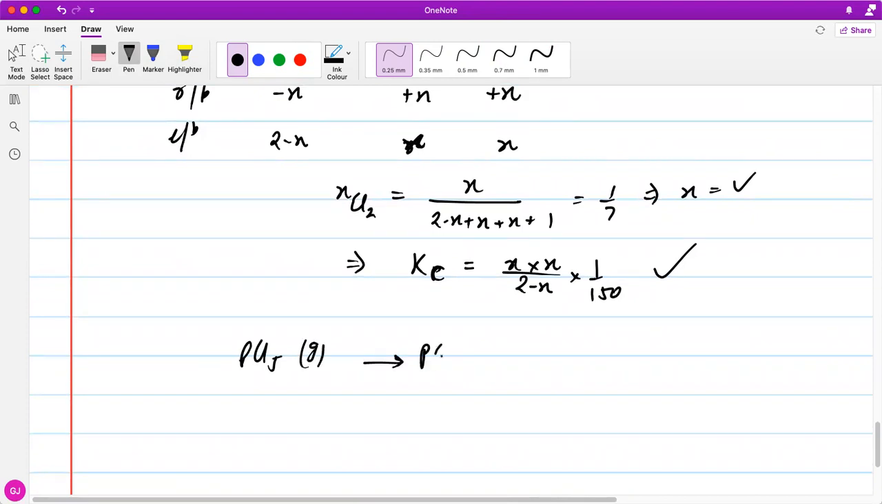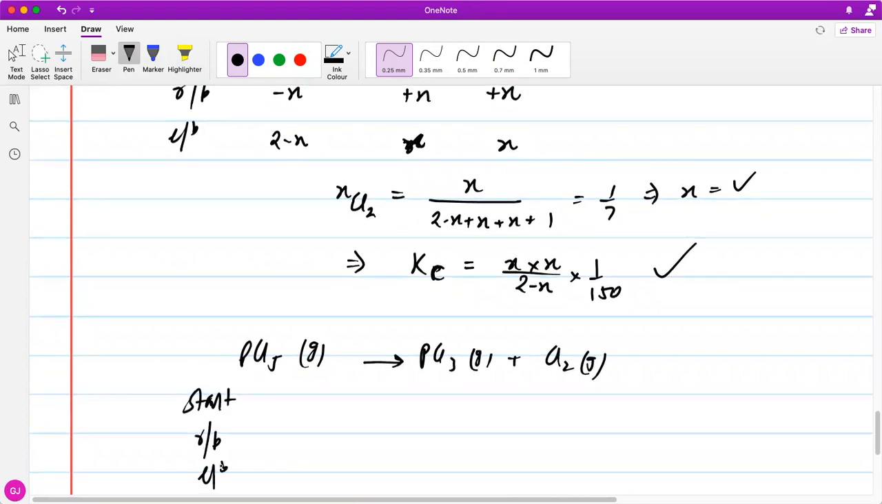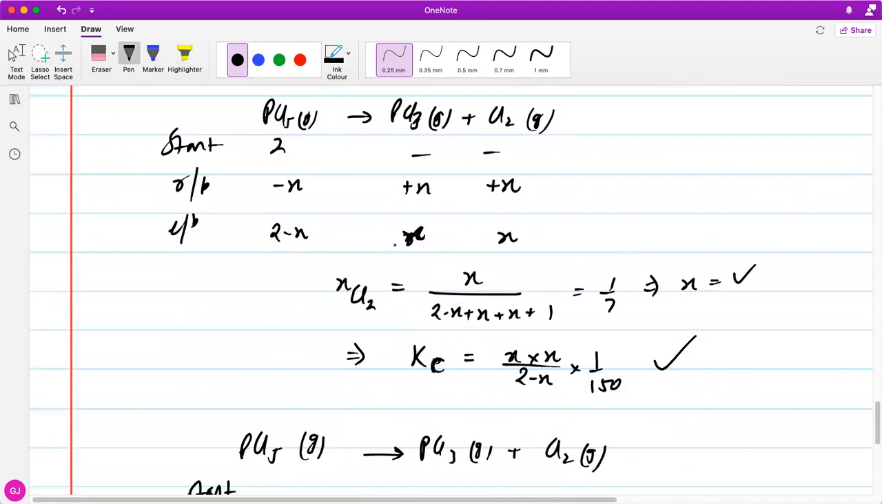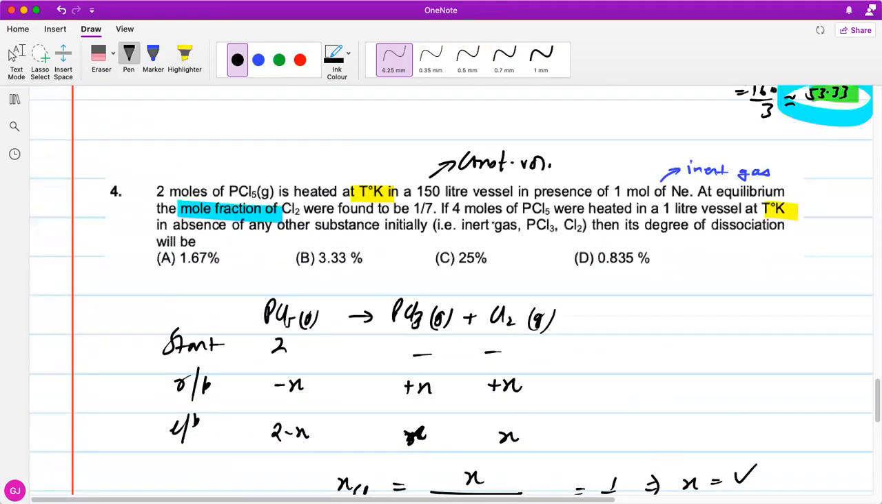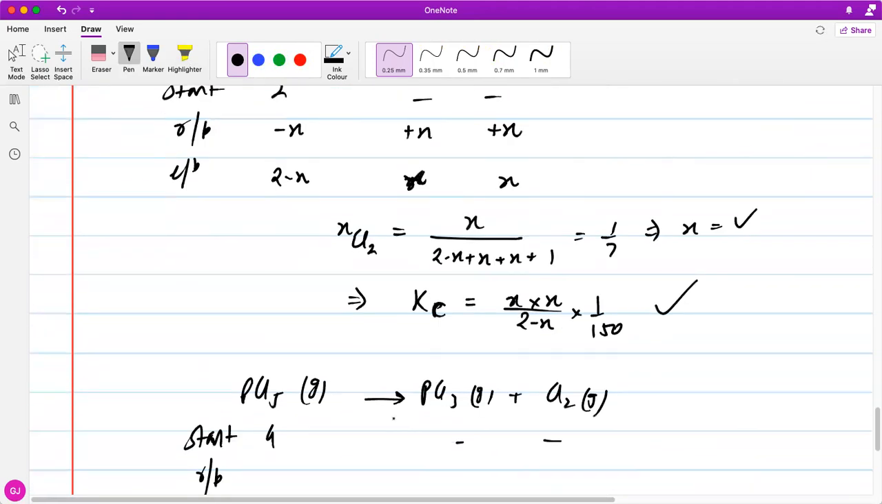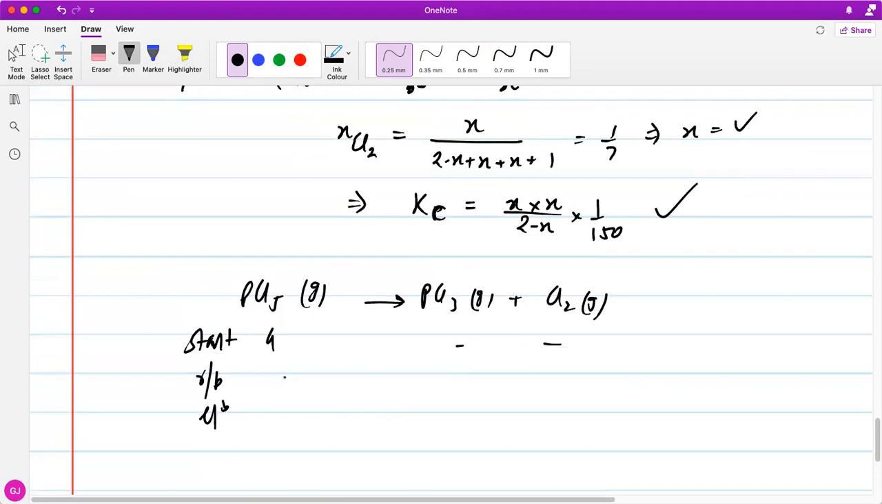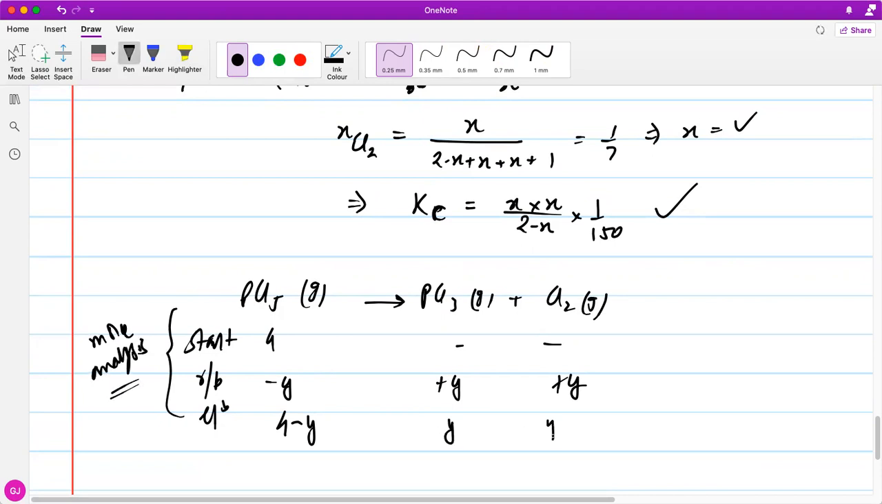that PCl5 gas giving PCl3 gas plus Cl2 gas, right? Start, reacted, produced, and equilibrium. So here 4 moles of PCl5 to start with, nothing of PCl3 and Cl2, and this time the volume of the vessel is 1 liter. So not a problem. See, this is minus Y plus Y plus Y. So 4 minus Y, right? I'm doing mole analysis over here only. I prefer doing mole analysis. 4 minus Y, Y and Y.